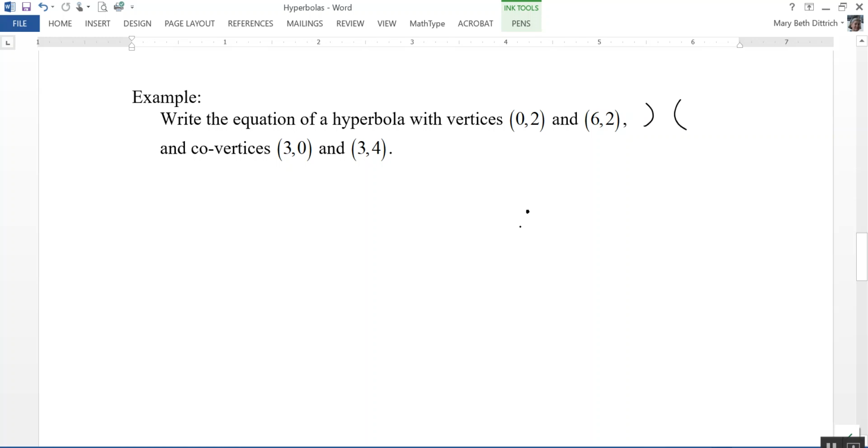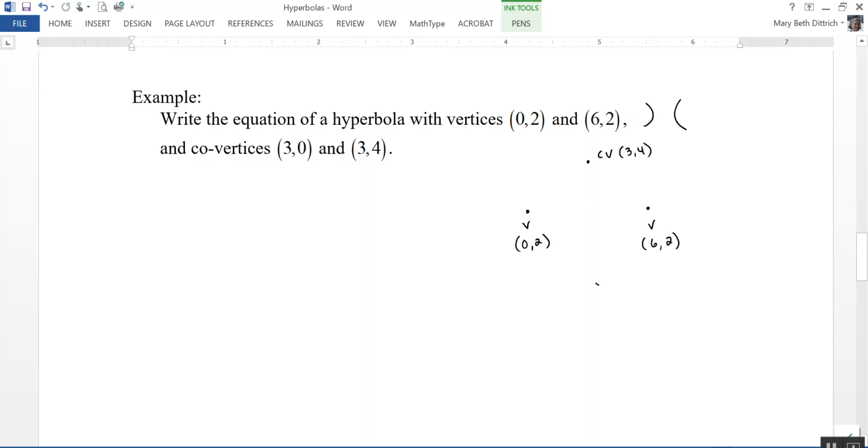So let's go ahead and label those points. There's a vertex at (0, 2). And then I would have another vertex over here at the point (6, 2). Notice those are on the line y equals 2. My y coordinates are the same. The only thing that changes are my x coordinates. So then my covertices are going to be at the point, this is going to be a covertex at (3, 4).